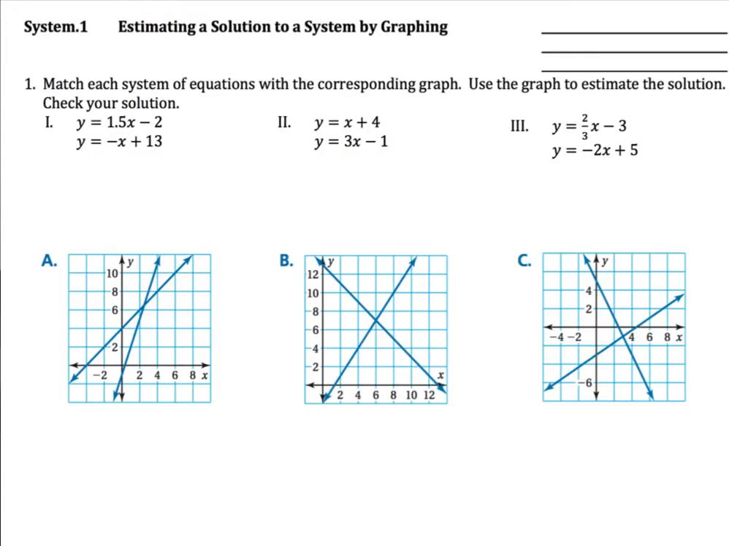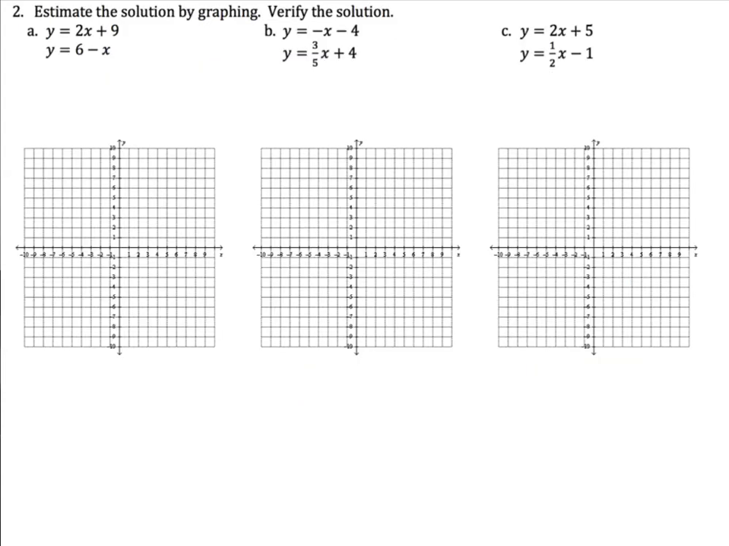Okay, in your practice, on number 1, you're going to match each system with its corresponding graph. Use the graph to estimate the solution, and you're going to check your solution. So it is a matching problem. After you match, you need to identify the solution, where they cross, wherever it happens to be, and then check that solution in the equations.